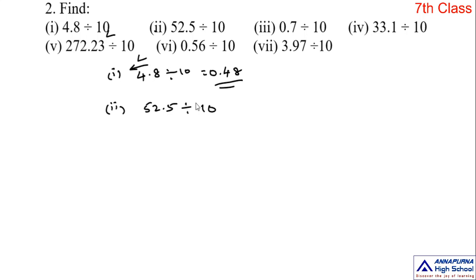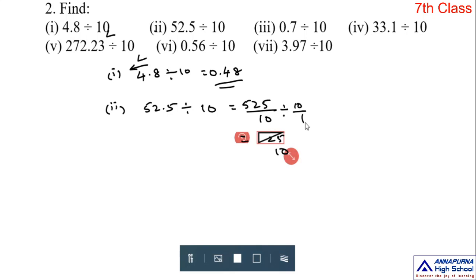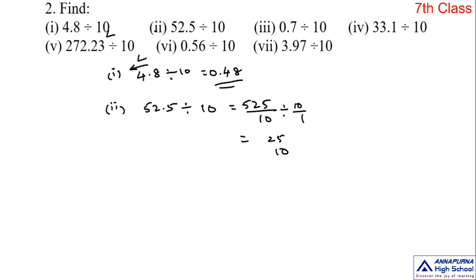52.5 divided by 10. So, which is equal to 525 by 10. Let me explain this one in another way. 525 by 10 divided by 10 means the denominator is 1. Now, to divide any fractional number by another fraction, 525 by 10 into reciprocal of this one, which is 1 by 10, which is equal to 525 by 10 tens are 100.